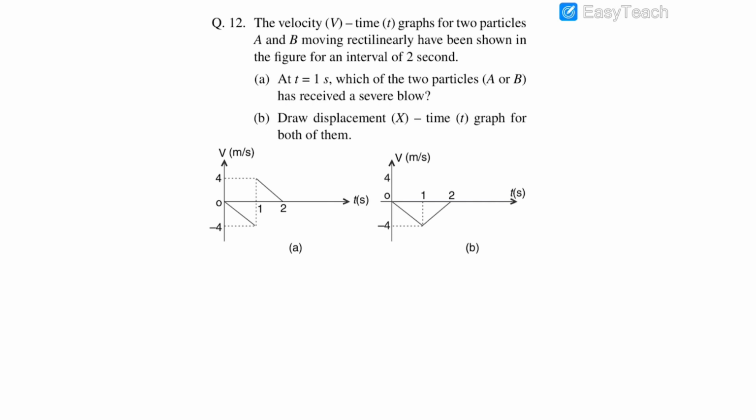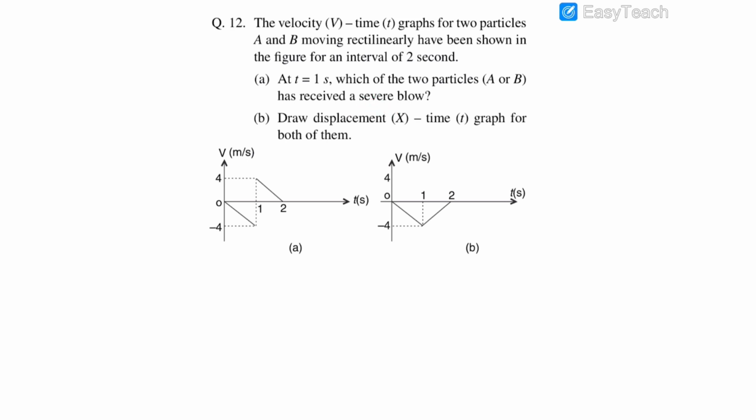In this question you can see that this is a velocity-time graph of two particles A and B which are moving rectilinearly on the x-axis. So these two graphs are plotted for a time interval of 0 to 2 seconds. First of all, in question A, we have to find out that at t equal to 1 second, which particle received a severe blow.